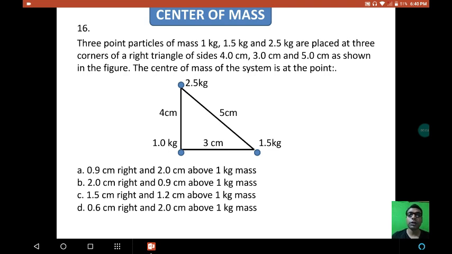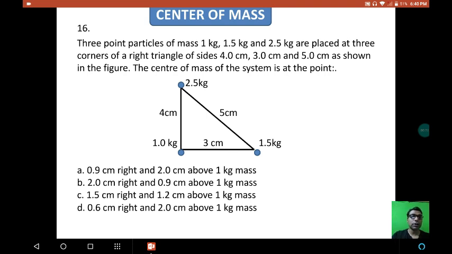In this, 3 point particles of mass 1 kg, 1.5 kg and 2.5 kg are placed at the 3 corners of the right angle triangle of sides 4 cm, 3 cm, 5 cm as shown in the figure. Find the center of mass of the system. We have to only calculate the center of mass of the system. It is a very simple problem that has been asked.